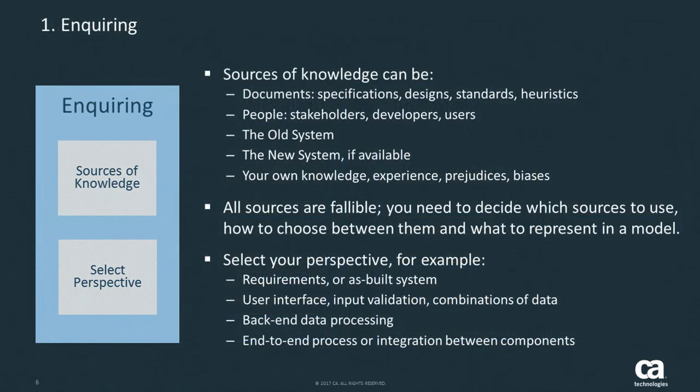So the first stage is inquiring, where we select our sources of knowledge to inform our model making and obviously the testing. Now, the source of knowledge can be all manner of things. There's a diversity of sources. It could be documents, so specifications, design standards, heuristics, conventions, all manner of things.